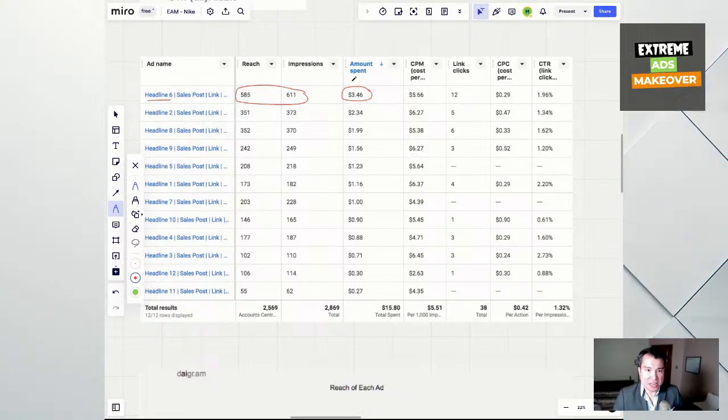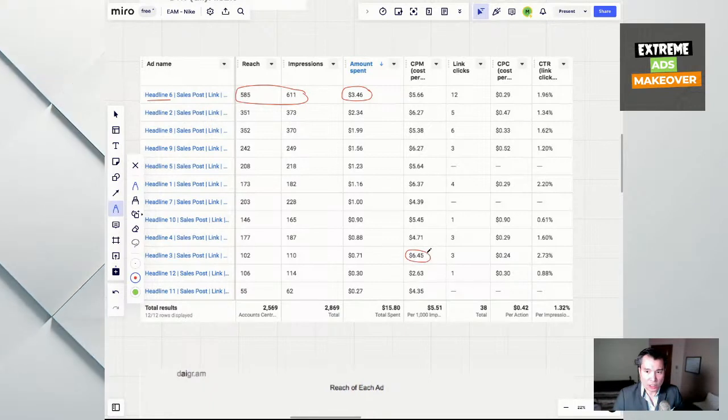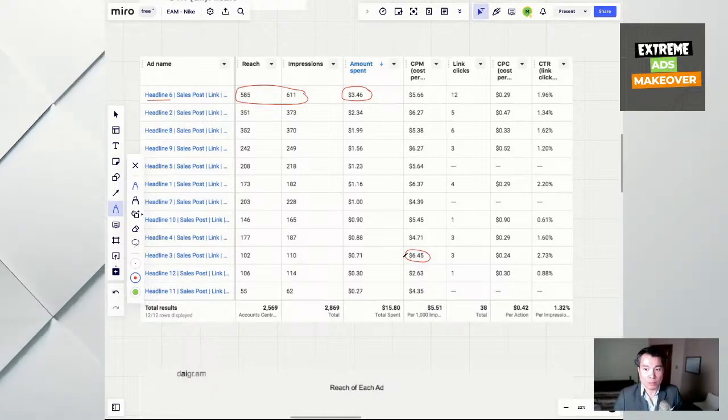How about the CPM cost? It appears headline number 3 has the highest CPM cost, indicating this is the most expensive ad, right? And you already knew what headline 3 is all about, and you'd want to stay away from this, right? Because it costs you a lot. It is an expensive ad.